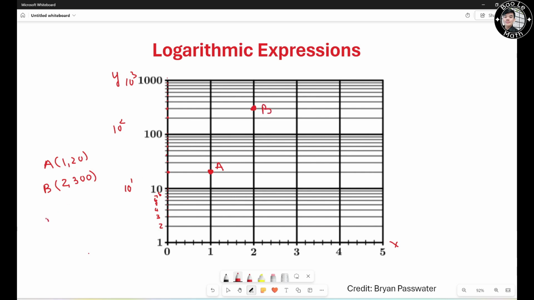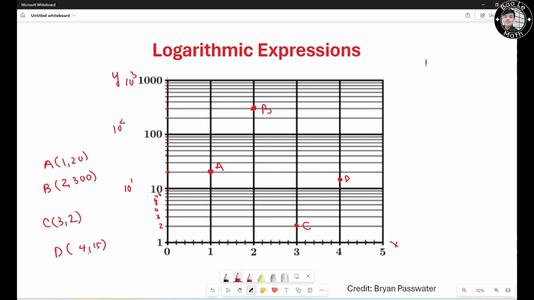Now let's see point C is going to be (3, 2). X equal 3, y equal 2, so it could be right here. This is point C. Now let's point D is going to be (4, 15). Alright, 4 right here, and 15, this is 10, right? This is 20. So 15 should be in the middle right here. So this is point D.